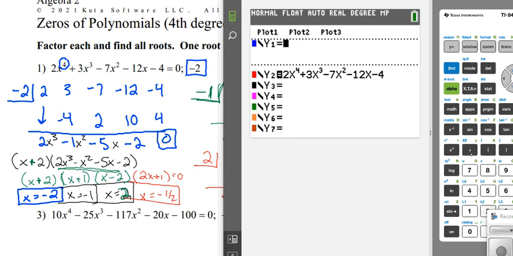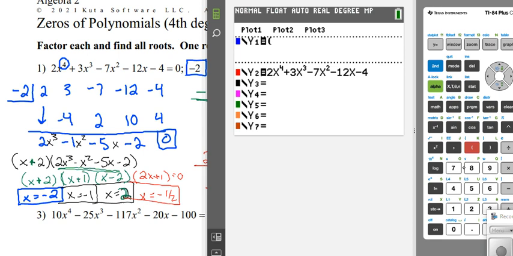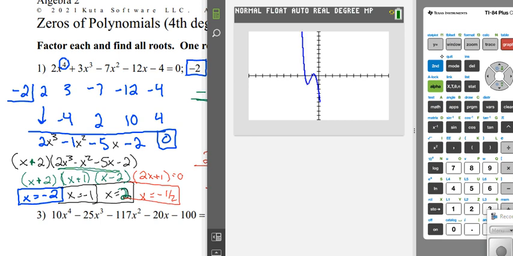All right, so there's our quartic function. Now I'm going to do x plus 2 times x plus 1 times x minus 2 times 2x plus 4. And look, it's the exact same line.